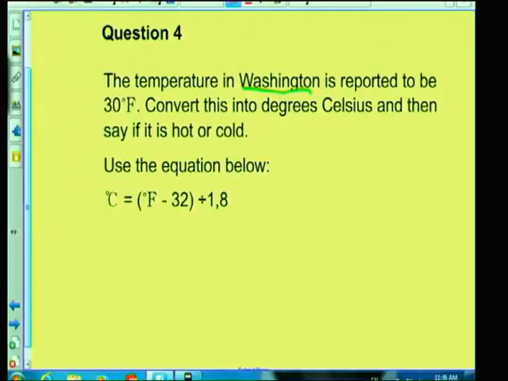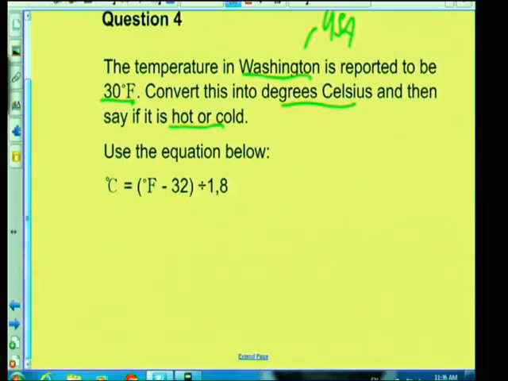Makes an interesting question. Now, I think that we've done a substantial number of conversions. Let's move on to another interesting one. We're looking at conversion of temperature. Again, a sort of non-metric calculation, but this one is quite straightforward. We're told that the temperature in Washington, in the United States, is reported to be 30 degrees Fahrenheit. We're told to convert this into degrees Celsius and then say if it's hot or cold. They've even given us the formula, and we want to just be able to work that out.